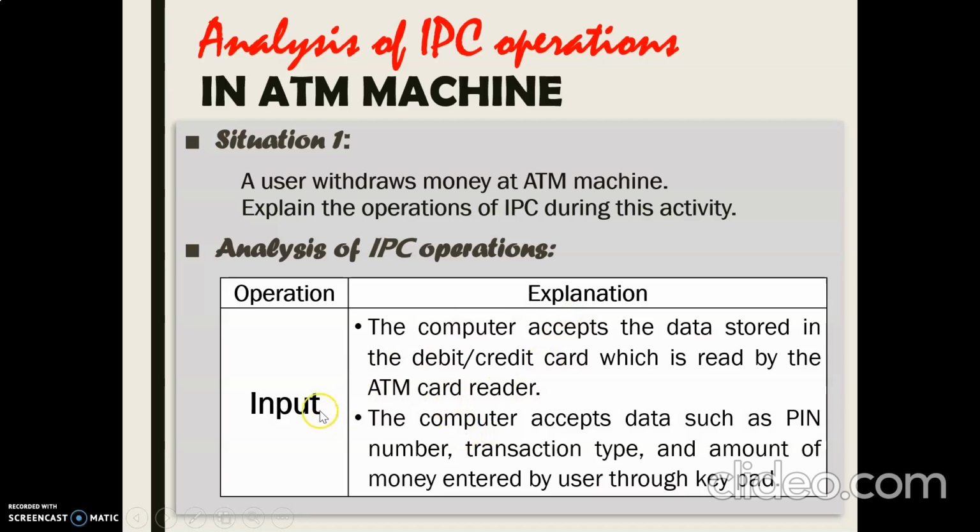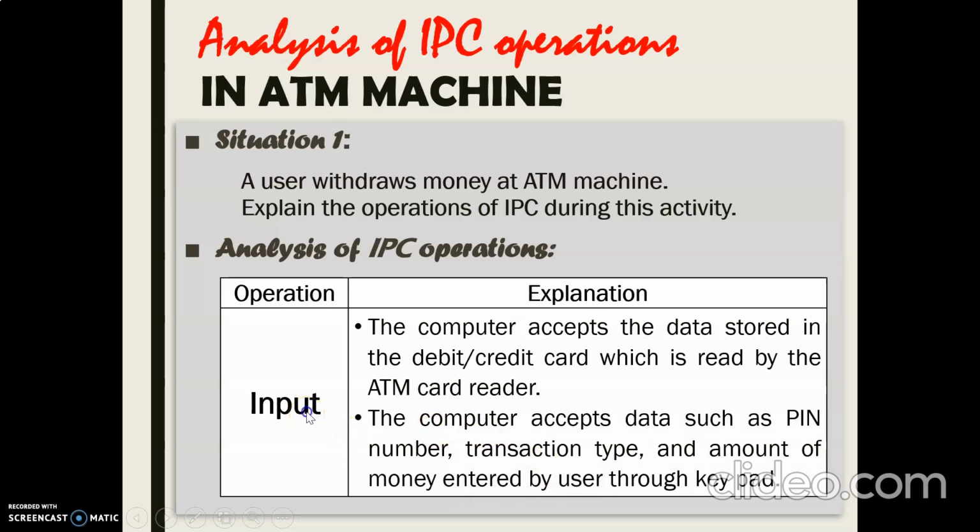Okay, so for example, during input, the computer, or we mean here the ATM machine, will accept the data stored in the debit or credit card, which is read by the ATM card reader. So that is what we mean by data there, data which is stored in debit card or credit card. Another example of input operation is the computer will accept data such as PIN number, transaction type that we choose, and the amount of money entered by us through the keypad. Okay, so accepting all this data comes under the operations of input.